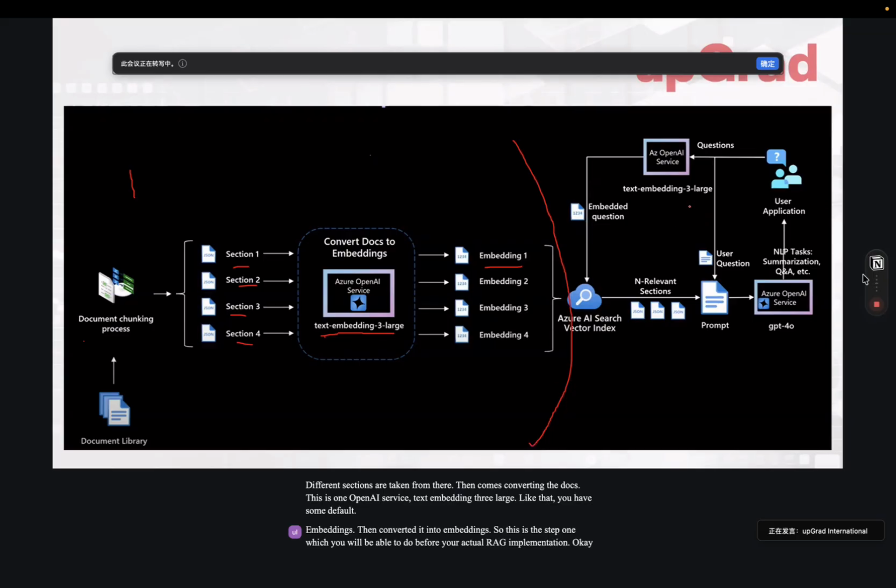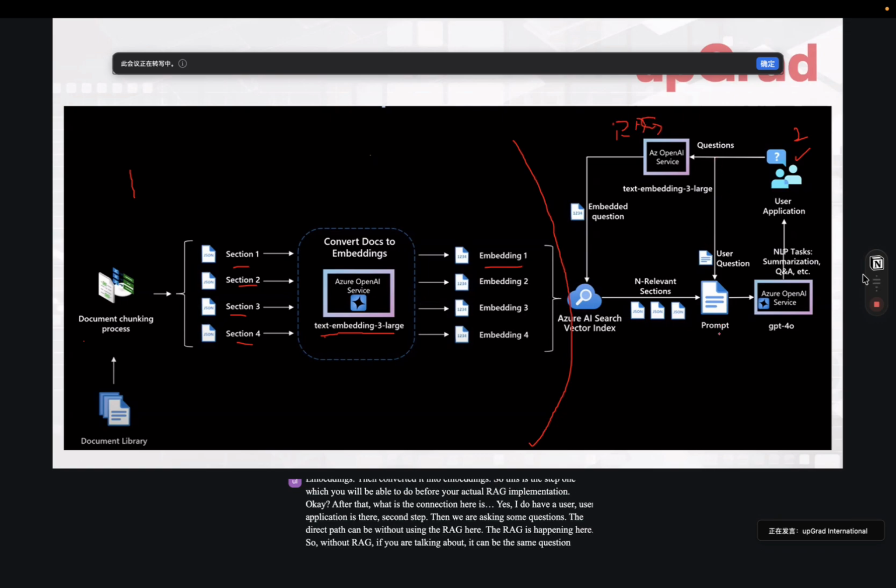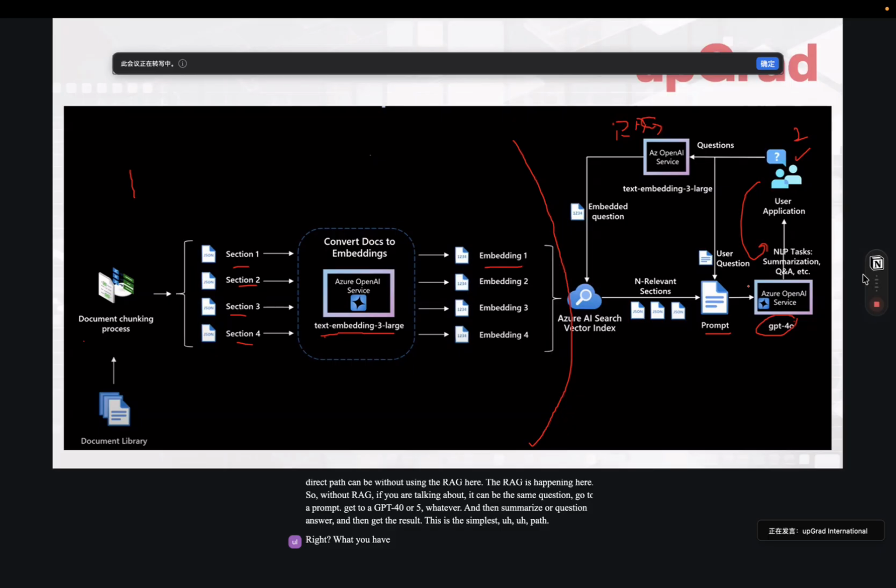After that, the connection here is, yes, I do have a user application, which is the second step. Then we are asking some questions. The direct path can be without using RAG. The RAG is happening here. Without RAG, it can be the same question, go to a prompt, get to a GPT-4o or 5, whatever version, and then summarize or question answer and get the result. This is the simplest path, right? What I showed you earlier in a flow diagram. Here I am now talking from an Azure AI setup.